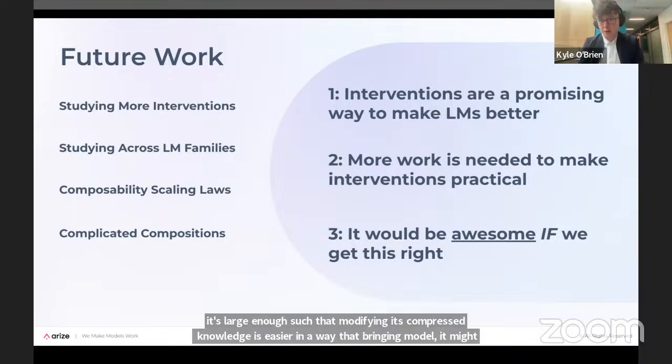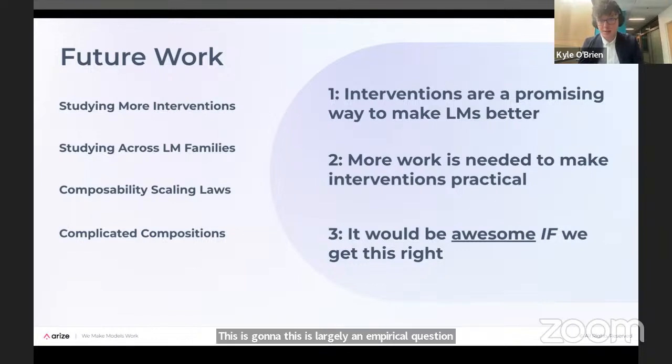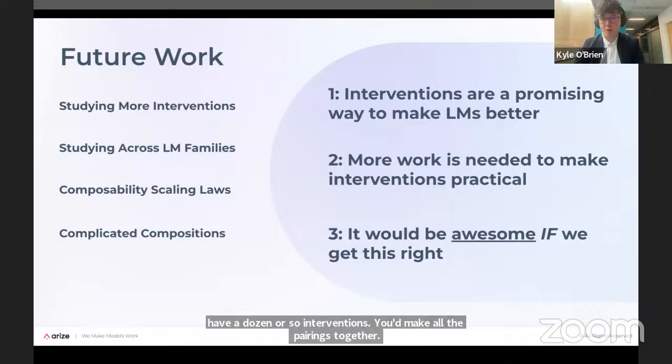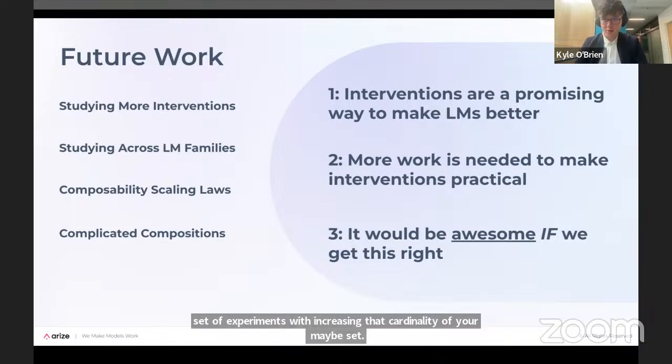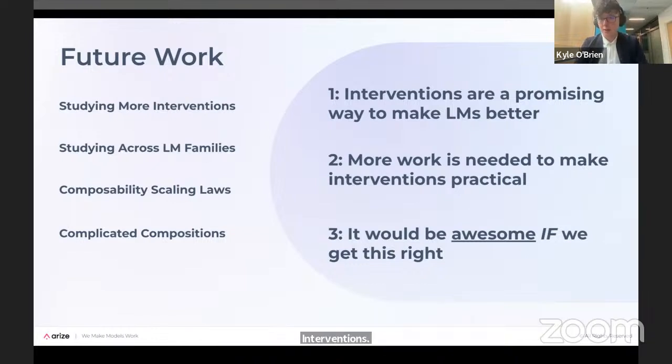This is largely an empirical question that currently remains unstudied. And then lastly, we've only studied pairs of two interventions in this work, largely for the practical reason of the combinatorial explosion: we have a dozen or so interventions, you make all the pairings together, and each one typically requires like an hour on an A100. It's challenging to do a wide set of experiments increasing the cardinality of your set of interventions, trying to see if you're applying 3 or 4 or 5 different classes of interventions, how does that affect performance?